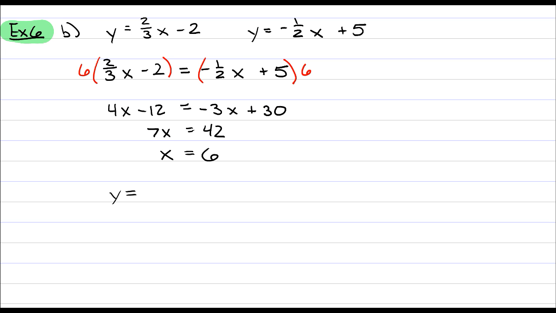Plugging into the first equation, I have 2/3 times 6, which is 12/3, minus 2. 12 over 3 is 4, minus 2 gives me 2. So my point has an x-coordinate of 6 and a y-coordinate of 2. And so this is my point of intersection for these two lines.